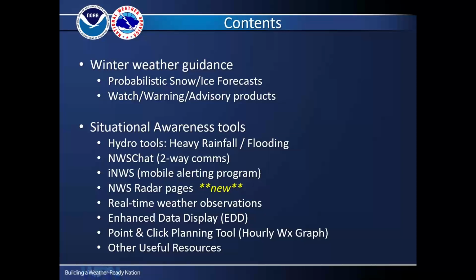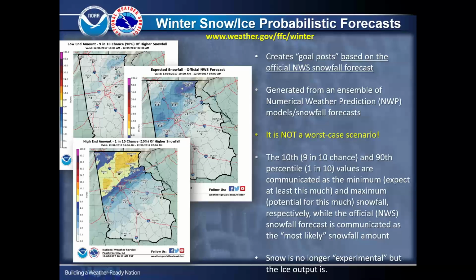So we're going to talk a little bit about some of those things. The watch warning advisory matrix, if you will, comes from our office or from the National Weather Service when we issue these products. And then we'll get into a variety of different situational awareness tools, ranging from hydrologic tools for heavy rainfall flooding events, all the way to point and click forecast and hourly weather graphs, planning tools, and everything in between.